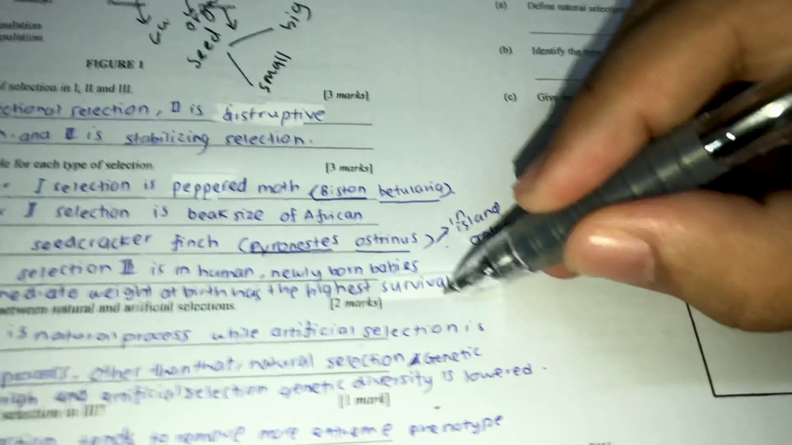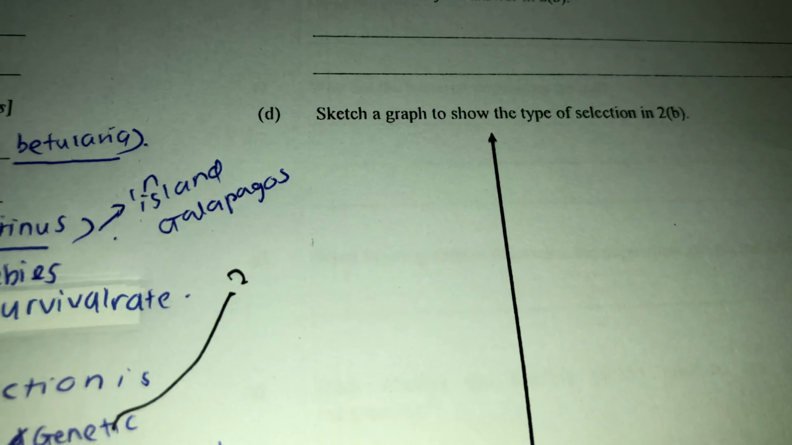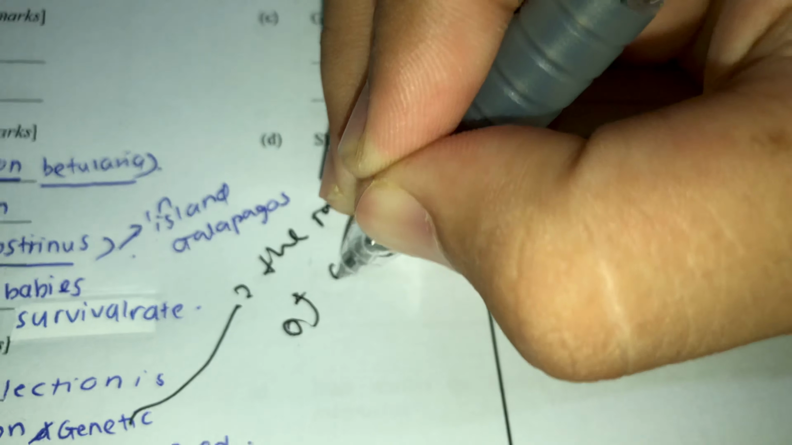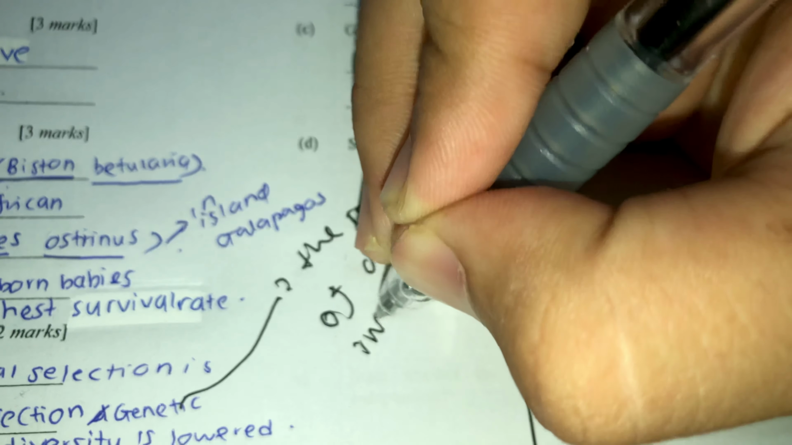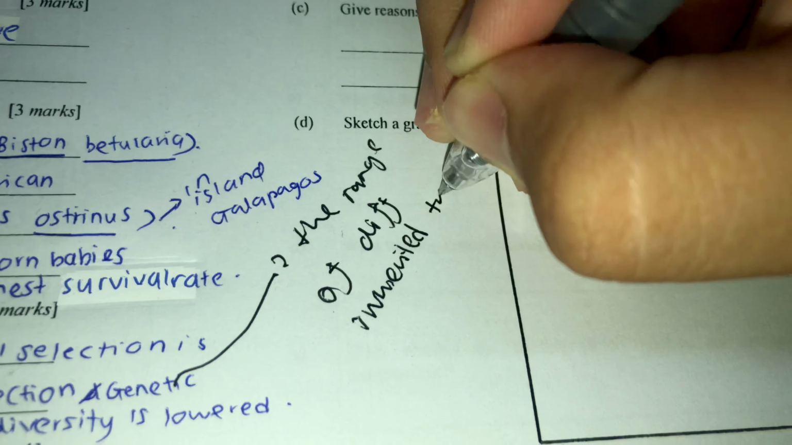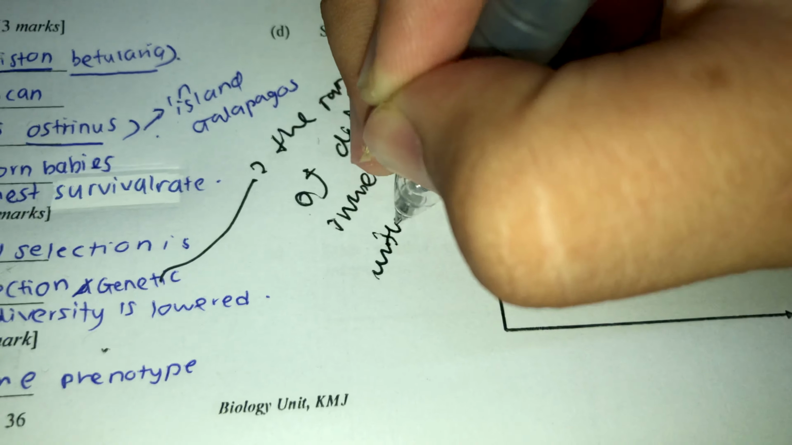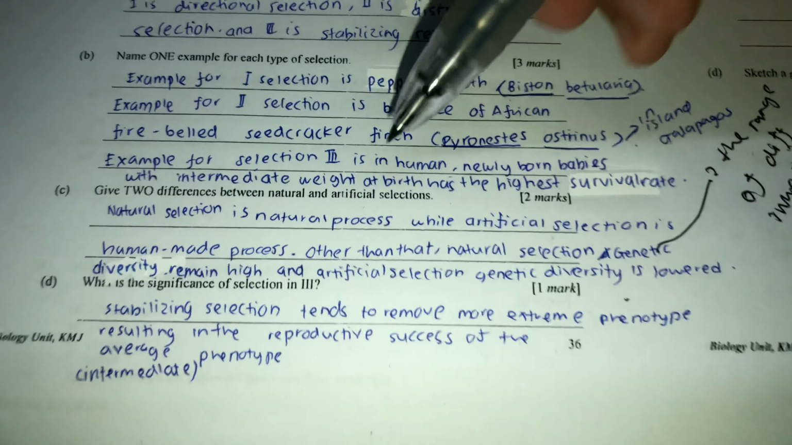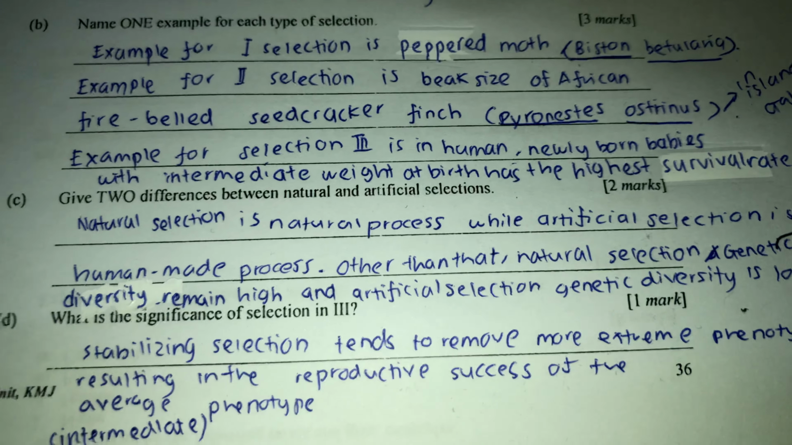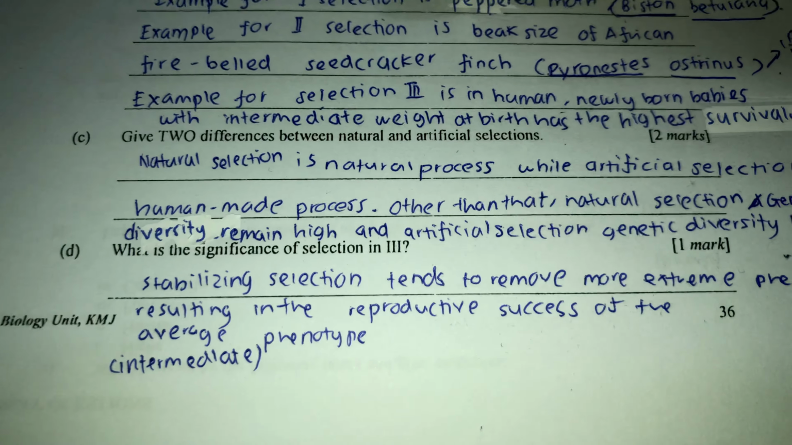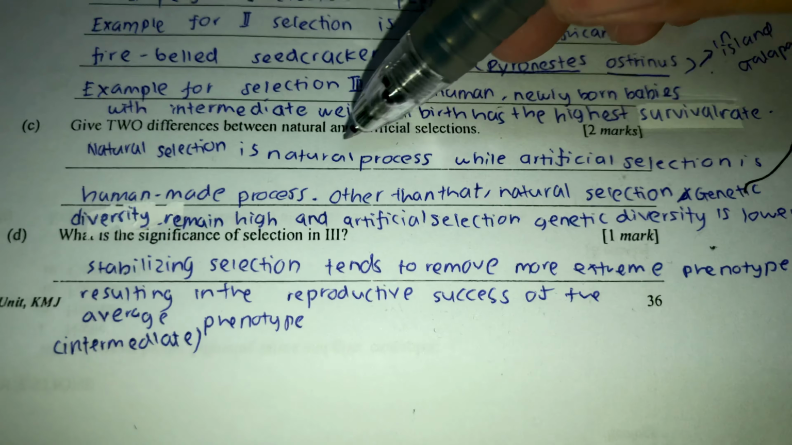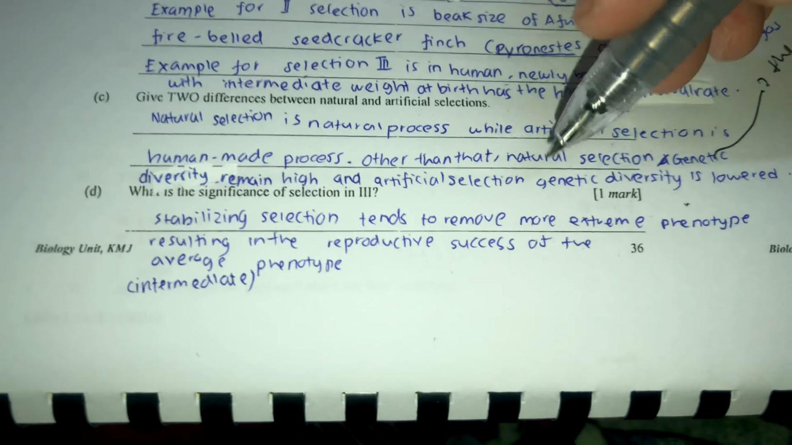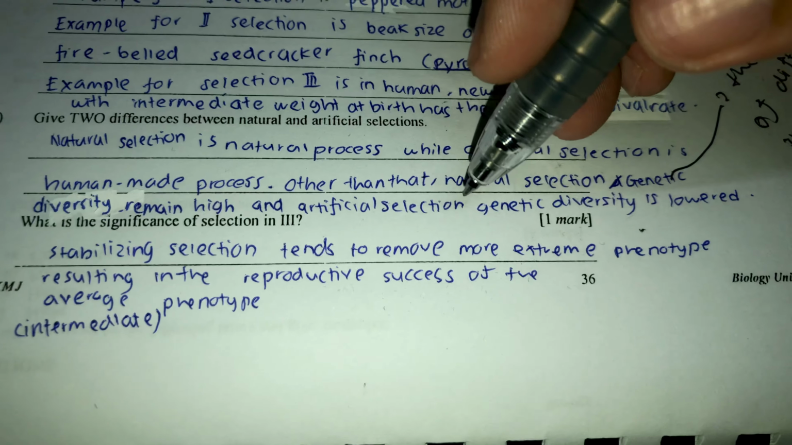As you can see, genetic diversity means the range of different inherited traits within the species. So natural selection happens naturally, so the genetic diversity remains high, and artificial selection is human-made, so the species need to be tamed in favorable conditions by humans.